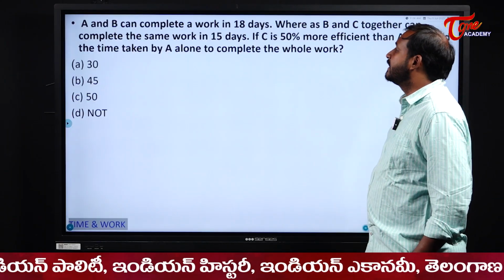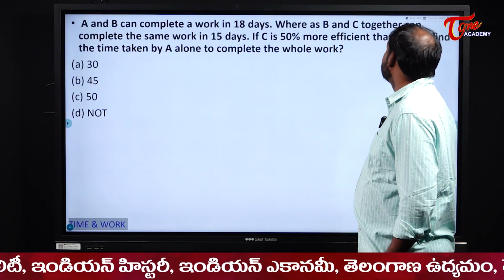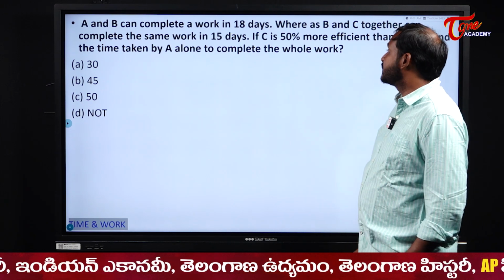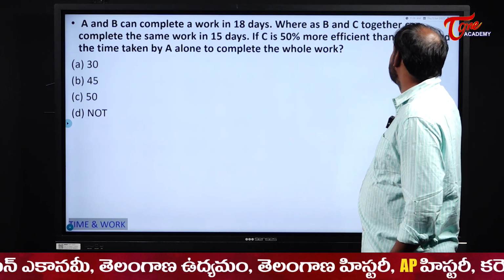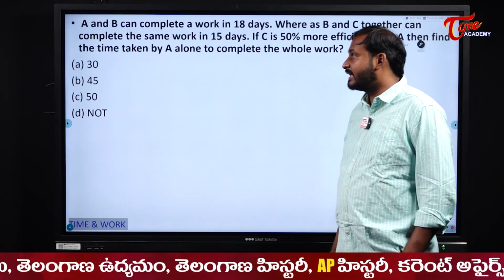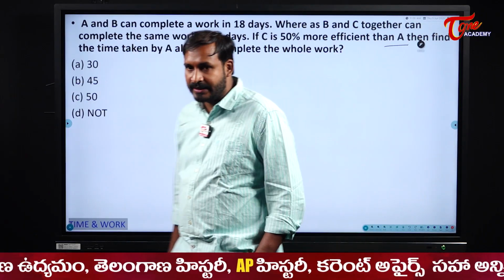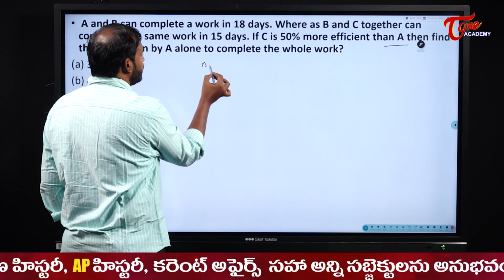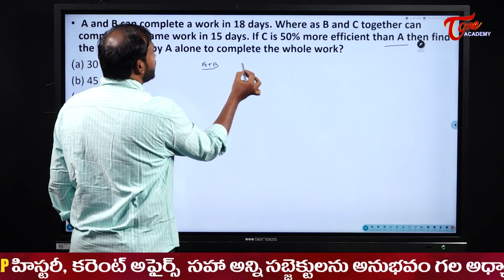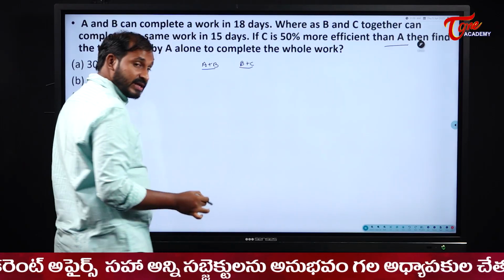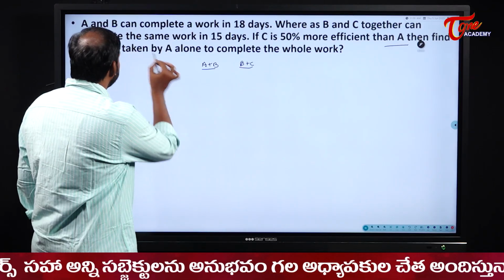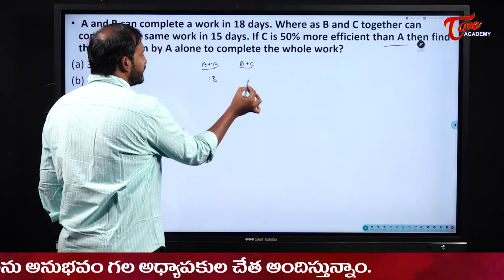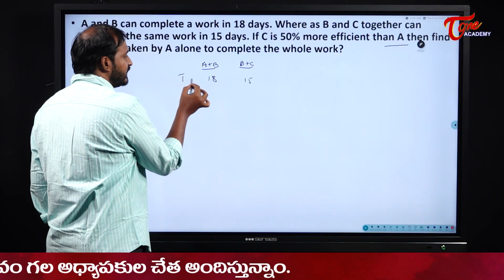A and B can complete a work in 18 days, whereas B and C can complete the same work in 15 days. If C is 50% more efficient than A, then find the time taken by A alone to complete the work. Now, please see here what they are telling. A and B, B and C. Times are given for us: they complete the same work in 18 days and 15 days.